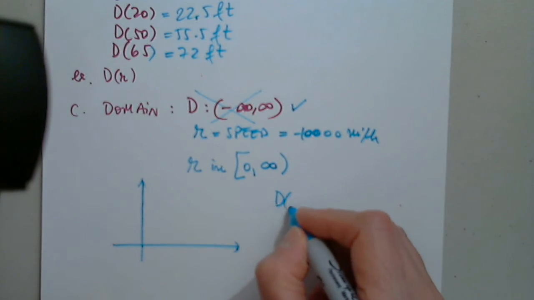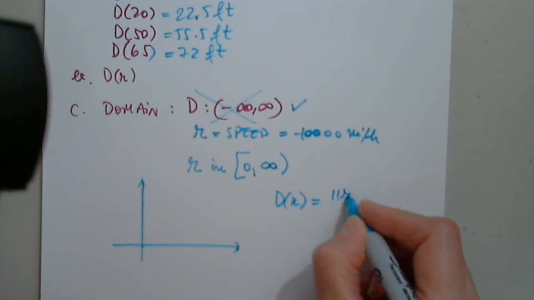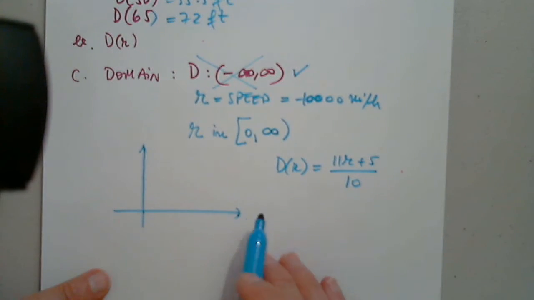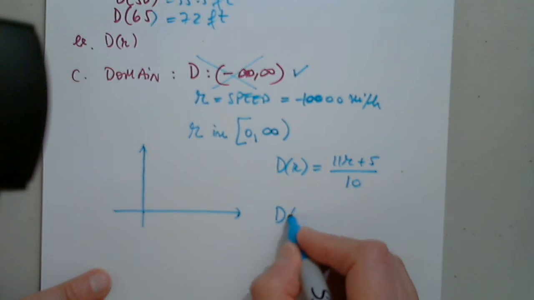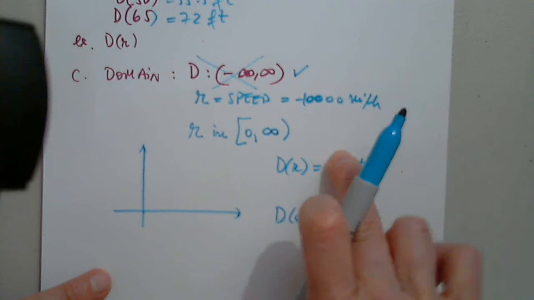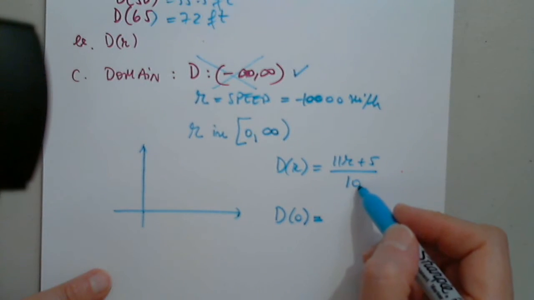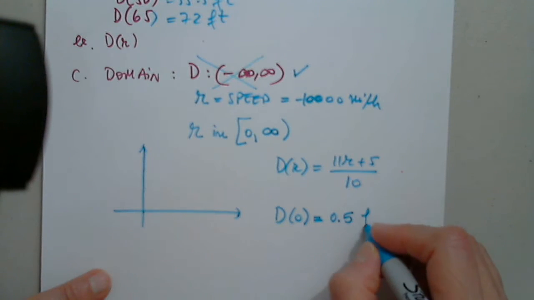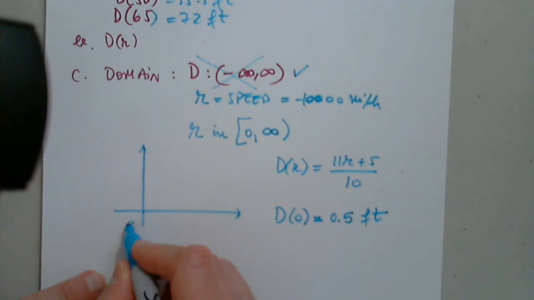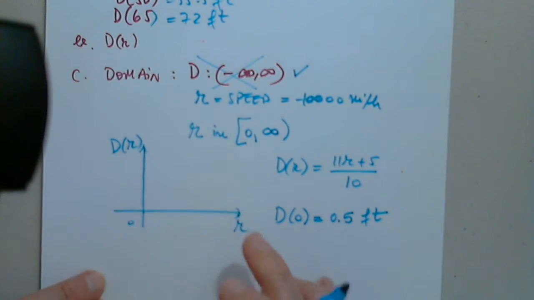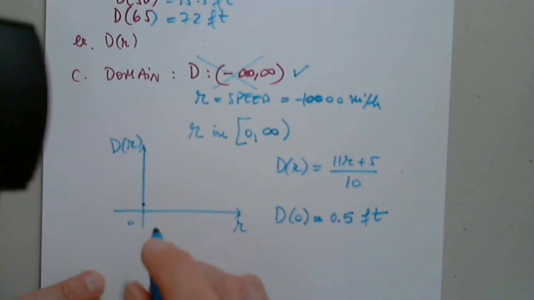So the function d of r, I'm going to copy it here. It's 11r plus 5 divided by 10. So yes, I have to determine d of 0. That I have to determine. If this is 0, 5 divided by 10 is 0.5 feet. So when x is 0, not x but r, when r is 0, it's 0.5 feet, I'm going to just say this.